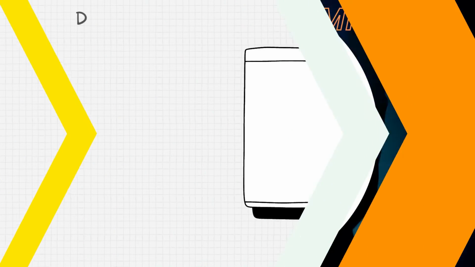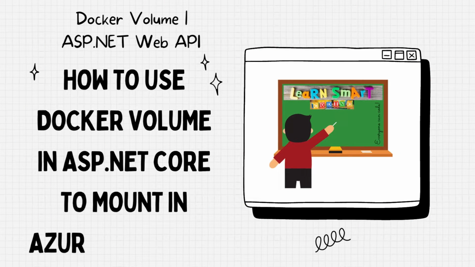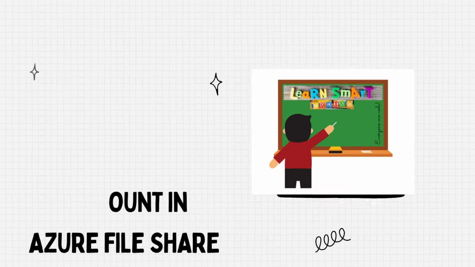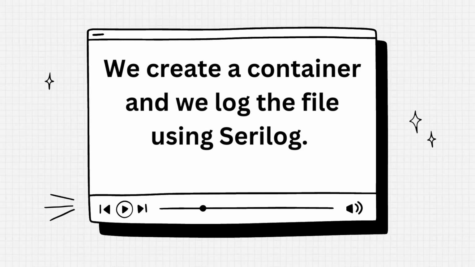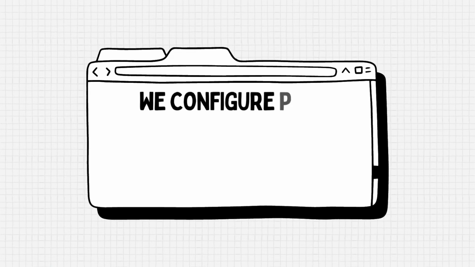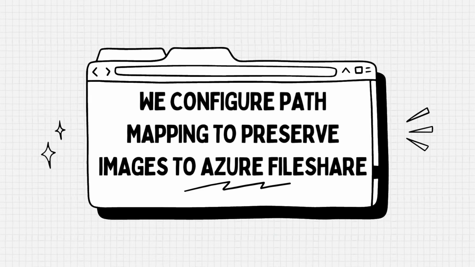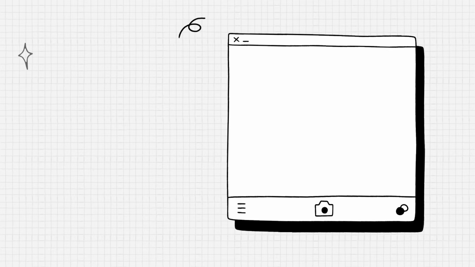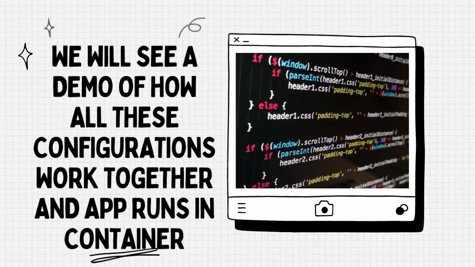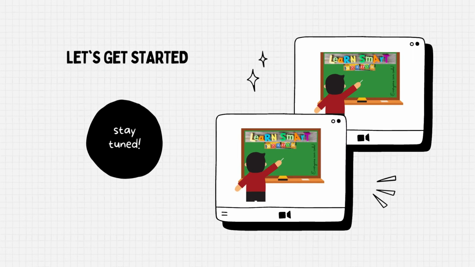In this video, I'm going to show you how to use the Docker volume in a real world application where the applications are deployed in the Azure web app. So we're gonna use a simple demo. We'll be using the upload concept of an image, as well as storing the Serilog log information to the file share under the Azure storage container. Alright, come, let's get started.